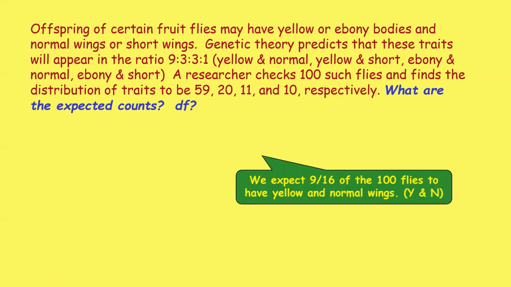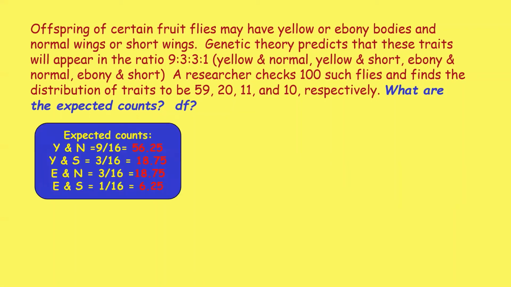Well, if we expect 9 out of 16 of the 100 flies to have yellow and normal, and again, how are we getting 16? We're actually adding 9 plus 3 plus 3 plus 1, that's a total of 16 proportions, right? So if we look at the first one, yellow and normal is 9, so that is my proportion of 9 out of the 16. So utilizing those ratios, 9 out of a total of 16 will get us 56.25.